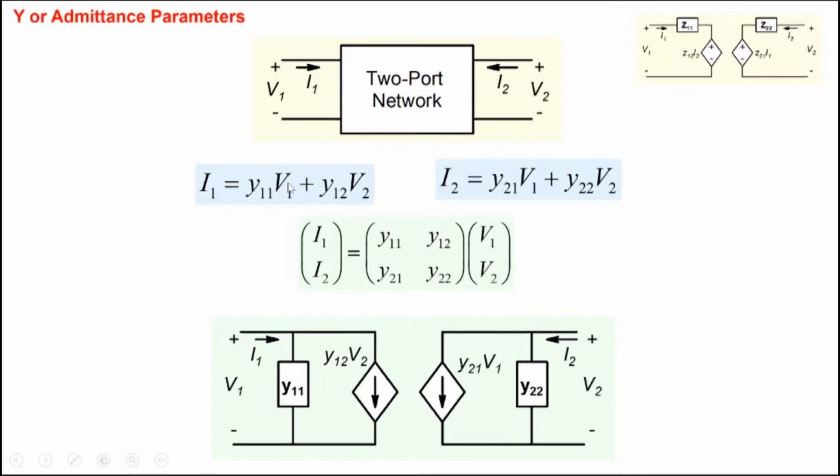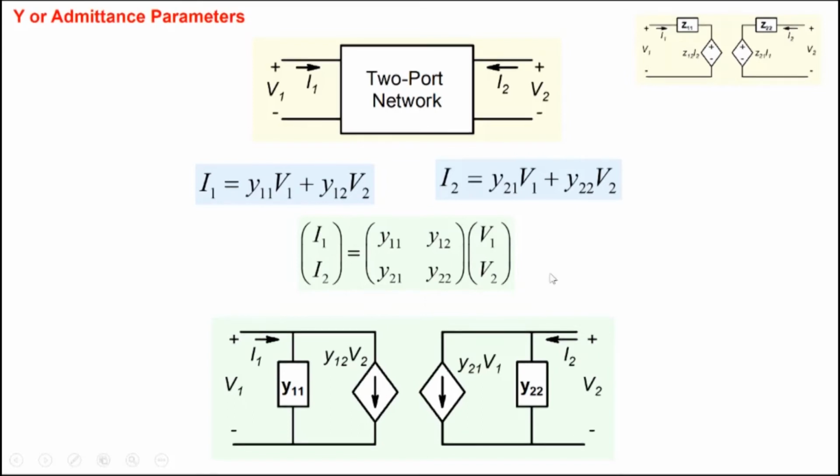The first part is Y11 V1 here. So it's an impedance or an admittance here. The second part is a voltage dependent current source here. So it's I1 is Y12 V2 here. So V2 is on the other side here. And so the only way we can represent this particular current here is in the form of a dependent current source here. So voltage dependent current source here.